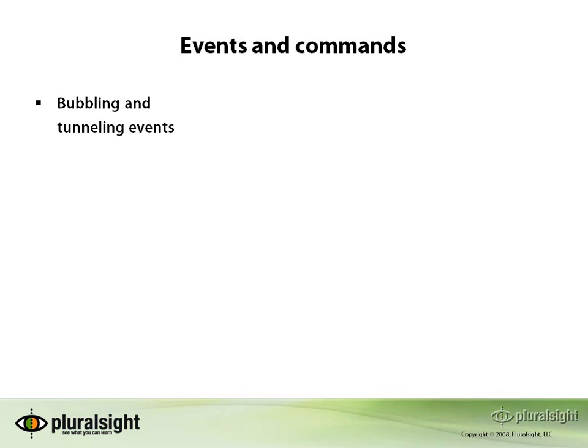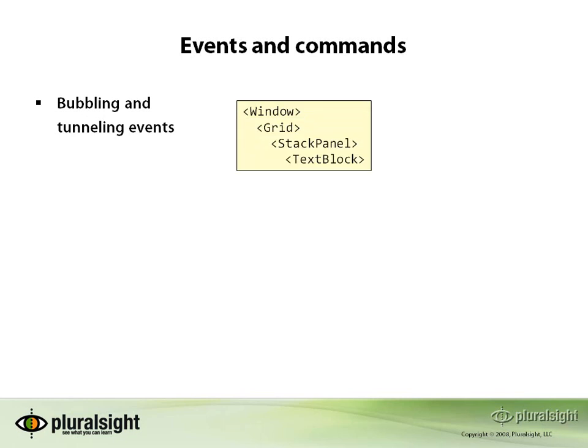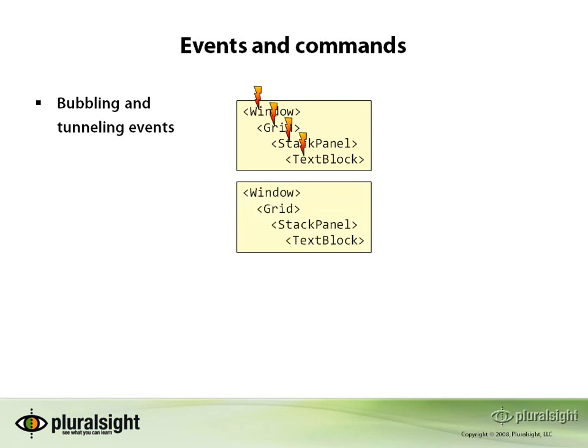There are a couple of routing patterns: tunneling and bubbling. A tunneling event starts from the very root of the visual tree and works its way through the tree to the element at which the event is really targeted. For example, a tunneling event representing a mouse button press would first be offered to the window, and then to the child of the window, and so on until it reaches the target element. Conversely, a bubbling event starts from the target and then bubbles up the tree until it finds an element that wants to handle the event.